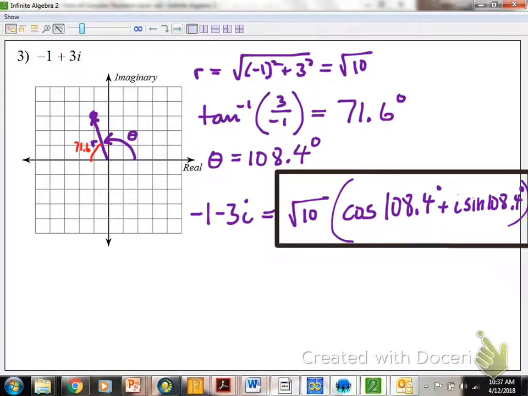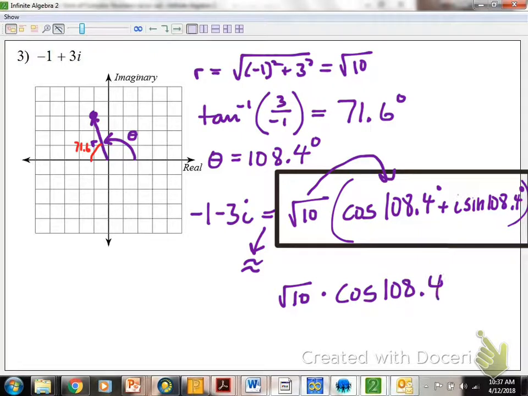Now, really, if we were being very, very technical about this, because we used a decimal approximation, we could use an approximately there, because we approximated that angle. Just to see what I'm talking about, take your calculator and multiply the square root of 10 times cosine of 108.4 degrees. What do you get?